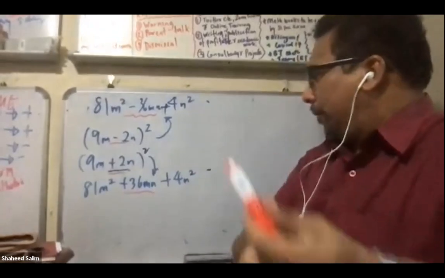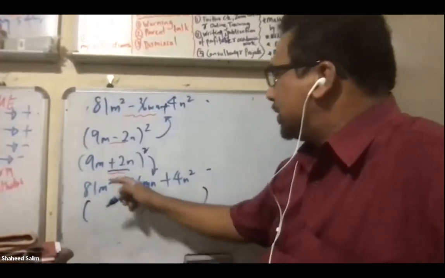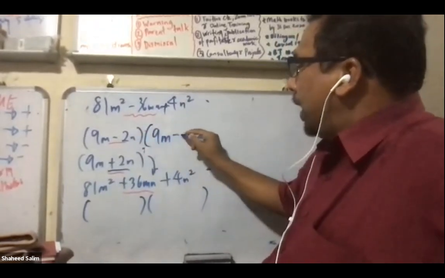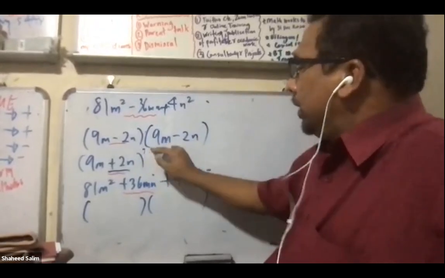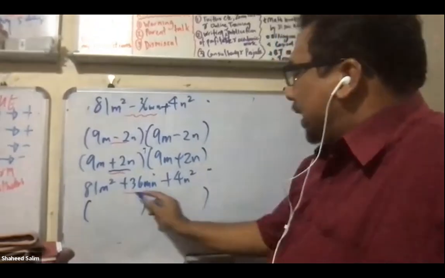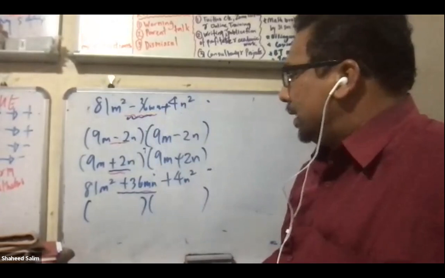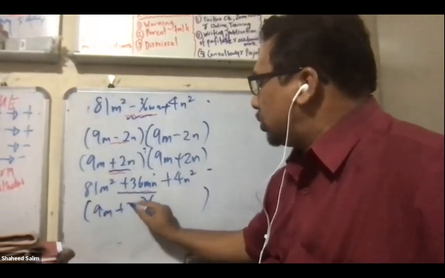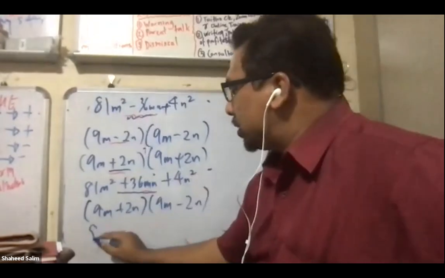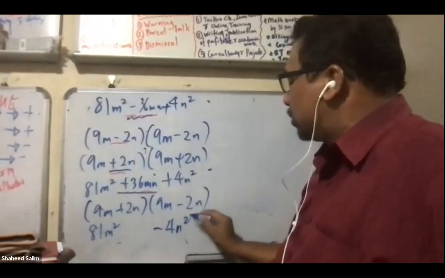One more thing. When you don't want the thing in between, because this actually means what? This actually means 9m minus 2n times 9m minus 2n, right? Then 9m plus 2n times 9m plus 2n. So you get the center one. This one becomes plus. You have minus, this one becomes minus. And the last one, 9m plus 2n, 9m minus 2n. You get the first one is 81m squared, but the last term will be minus 4n squared.